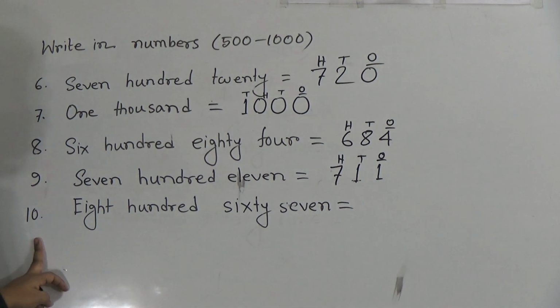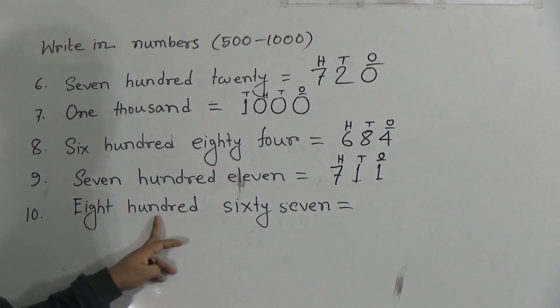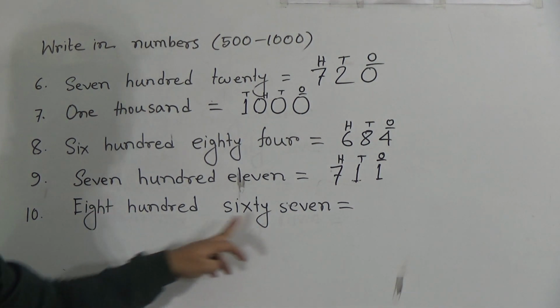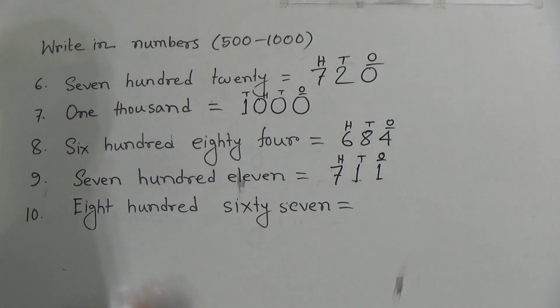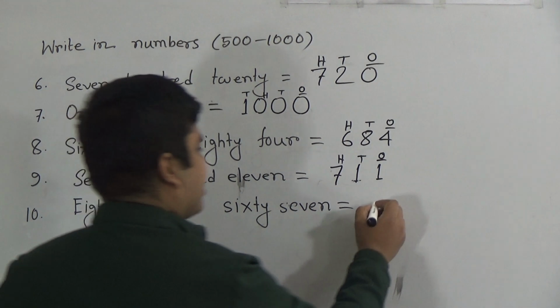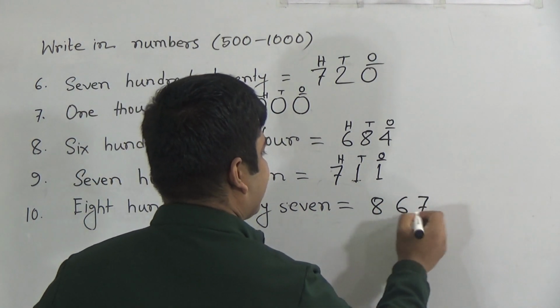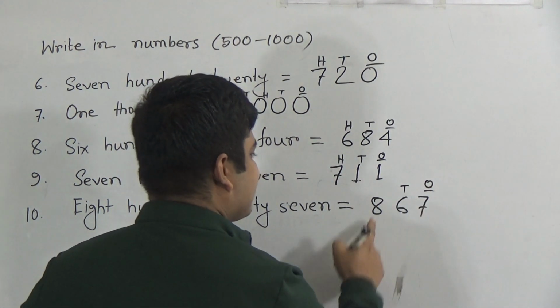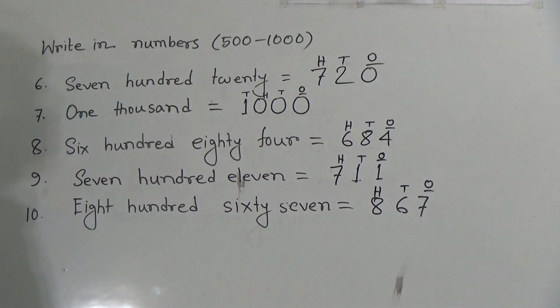Okay, and our last one, 867. The hundreds place is present, the tens place is present, and the ones place is also present. So I write 8 for the hundreds, and then 6 and 7. 7 is in the ones place, 6 is in the tens place, and 8 is in the hundreds place. I hope you have understood.